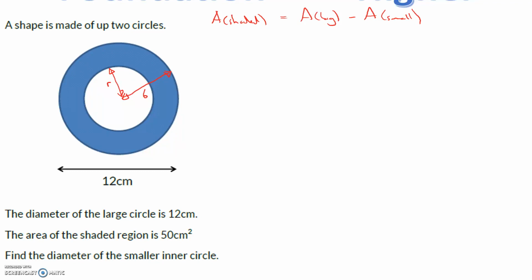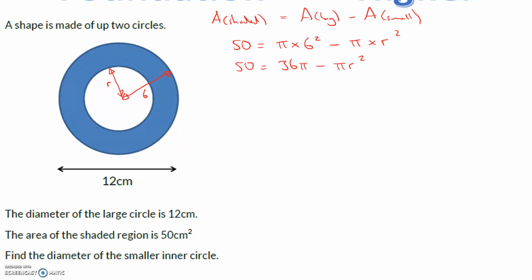Okay, so can we write an expression for that, or an equation for that, sorry. Yeah, of course we can, because we know the area of the shaded is 50, so we can put a 50 here. And the area of the big circle, well, that would be pi r squared, pi times r squared, where r squared is 6 squared, so we've got 6 squared, which is 36. Subtract the area of the small circle, well, that's going to be pi times r squared. So let's tidy that up a bit. We've got 50 equals 36 pi minus pi r squared.